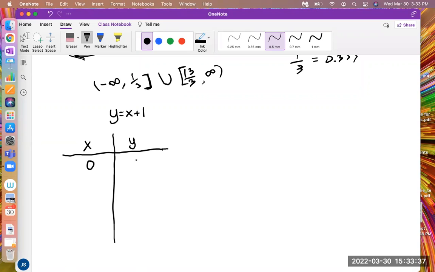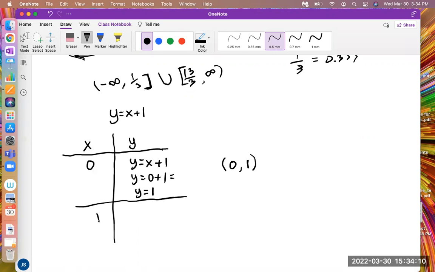So here's the equation, y equals x plus 1. Now we plug in a 0 for the x, and that simplifies to y equals 1. Then we would write down (0, 1), and graph that point on a graph, and that would be the first point on our line.